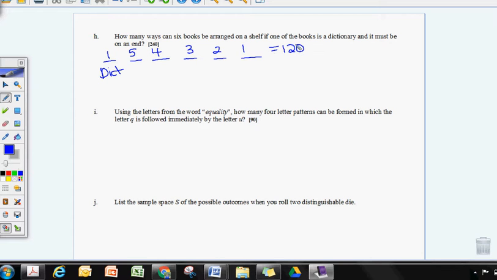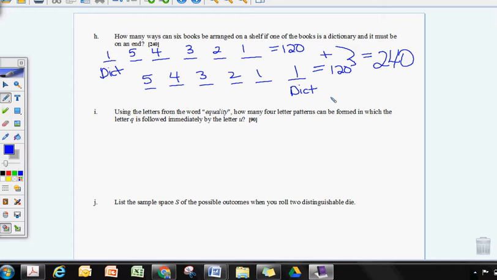That gives me 120. But that's not the only end. 1, 2, 3, 4, 5, 6. There could be a dictionary here. Then there's one choice, which gives me 5, 4, 3, 2, 1, which also equals 120. And I add these together, and my final turns out to be 240.